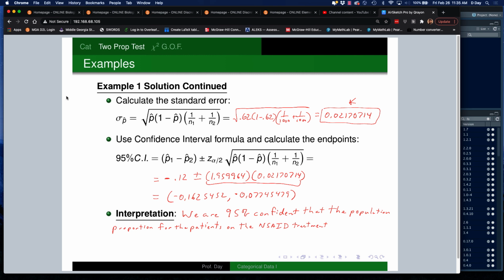the NSAID treatment who experienced, you can be more specific with this, and I have in my other notes, so you can look at that, but who experienced a significant reduction in pain level. And I'm not going to write that out here, but that's in my R code notes, so you can find it there. Were at least 0.08, I'm getting that from rounding this guy here, 0.08, and at most 0.16 higher than the patients who were on the biofeedback treatment.